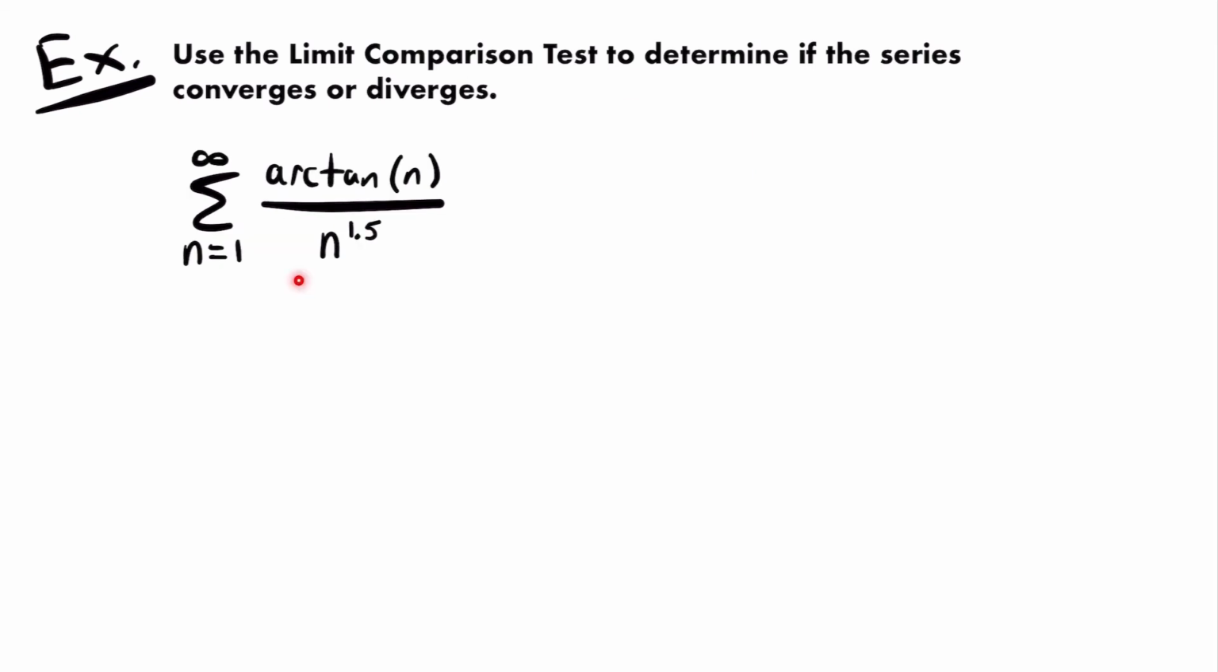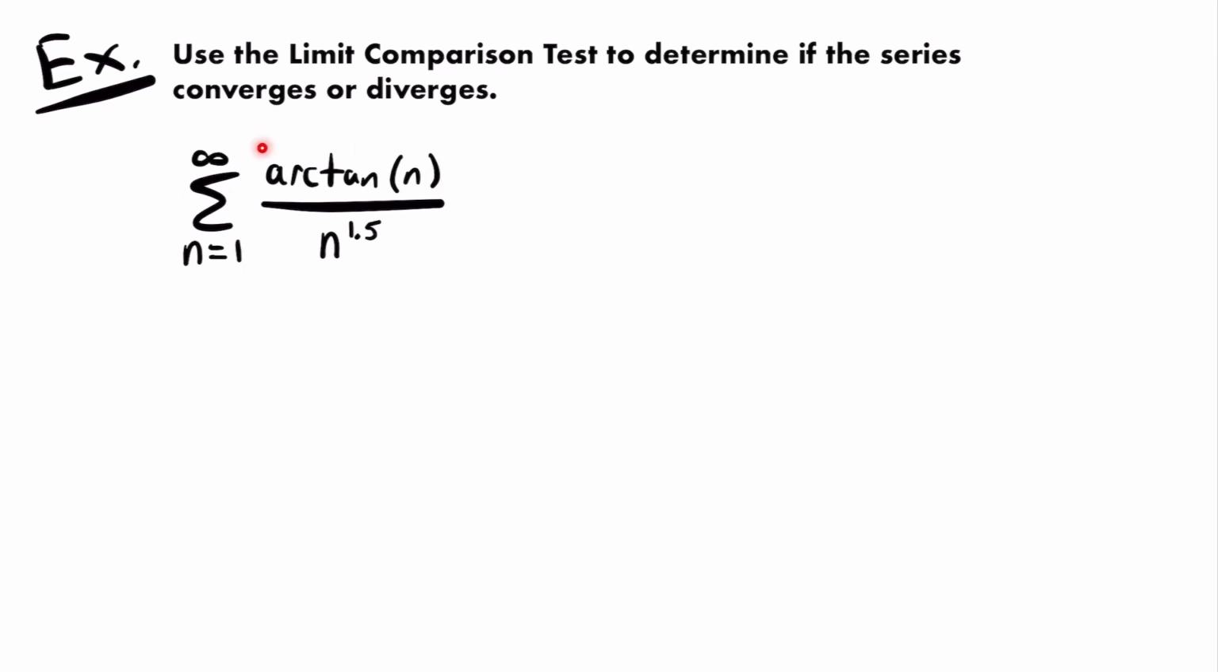All right, here's our next example. We once again want to use the limit comparison test to determine if our series converges or diverges. In this case, our series is the sum from n equals 1 to infinity of arctangent of n divided by n to the power of 1.5. All right, and so the first step of using the limit comparison test is to choose a series to compare to this series. And generally you want that series to be similar to the series you're working with.